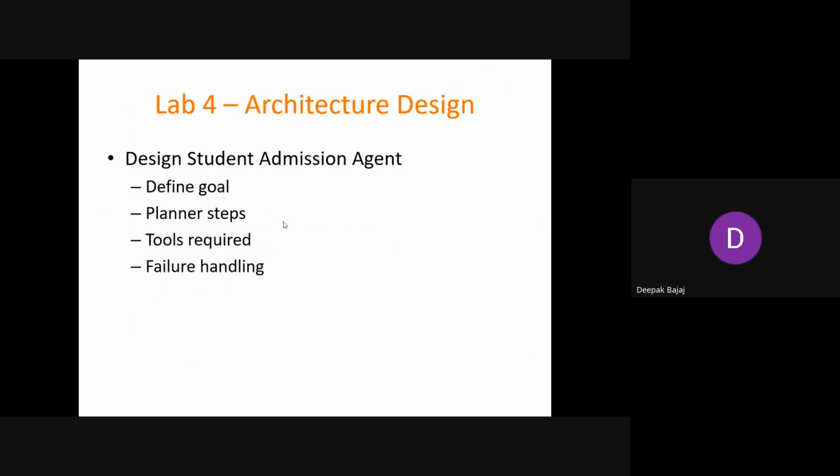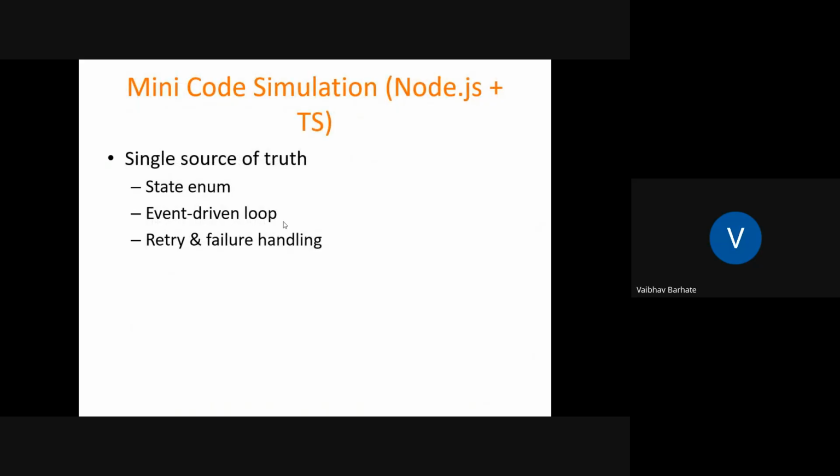So architecture design: define goal, planner steps, tools required, failure handling, which we've done. Whatever you need to design, you need to take care of this. Then single source of truth, a status enum, where we have the possible statuses of our agent, what can happen while performing an event or a step. The event driven loop works on events. Then retry and failure handling.